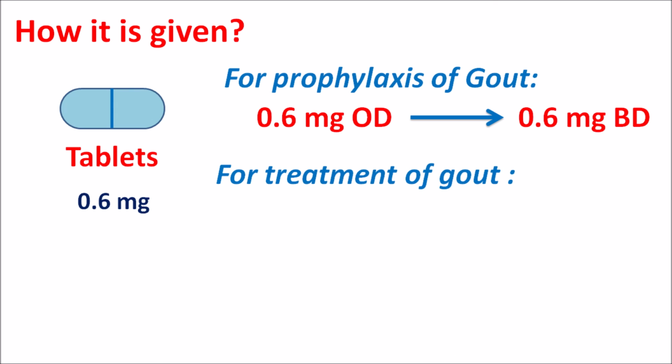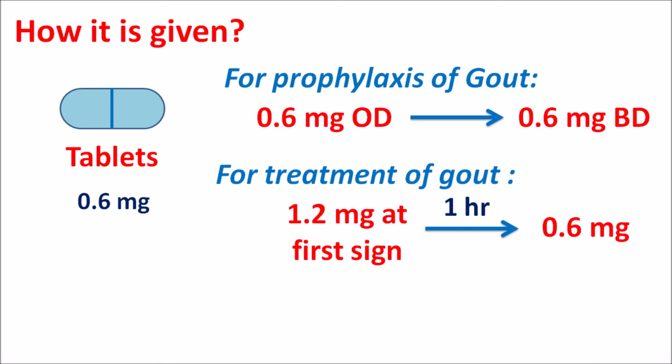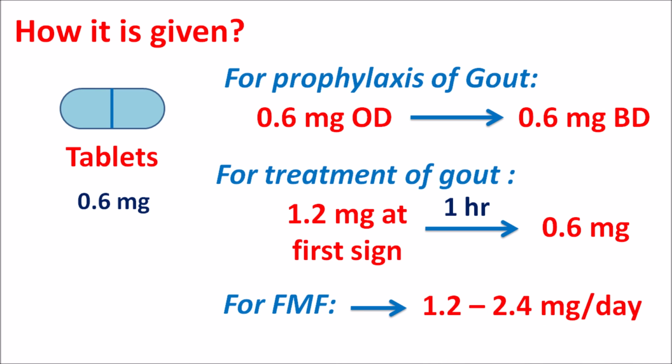But for the treatment of gout, this drug is given at a high dose. Initially, it is given at 1.2 mg at the first sign of gouty attack, and after 1 hour, another dose is given at a rate of 0.6 mg. Similarly, for the treatment of familial Mediterranean fever, colchicine can be given at a dose range of 1.2 to 2.4 mg per day.